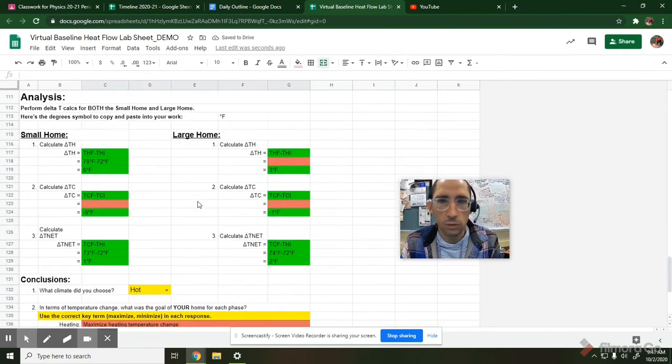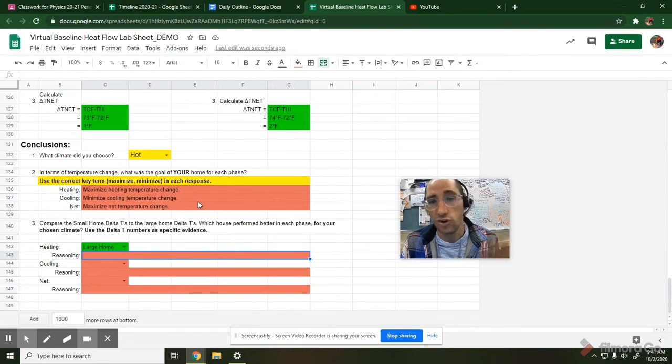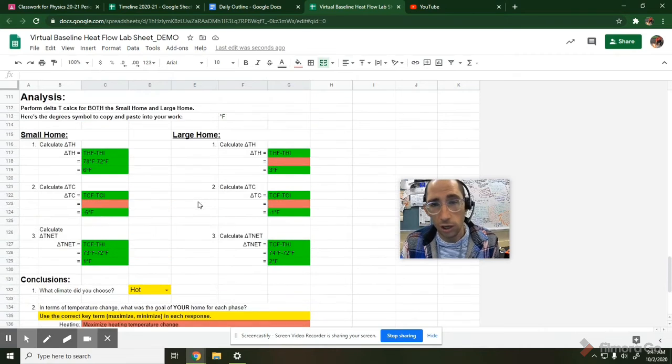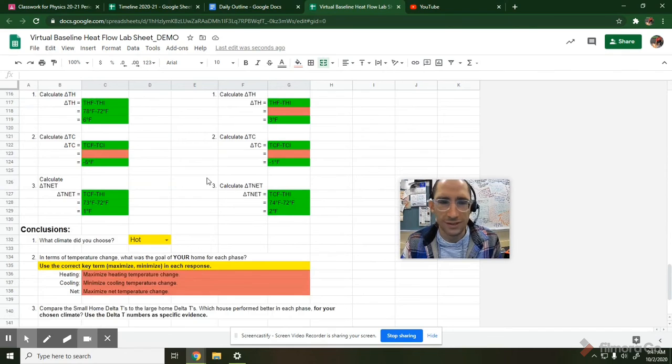How do we know? Well, we looked at the delta T's, the temperature changes. You can't just say, like, Mr. Phillips, the large home did better in heating, all right? Just leave me alone. I want to be in my room listening to punk rock because I'm a teenager. Anyway, no, it doesn't work. That's not good science. Evidence-based, data-based conclusions, people, because you compared the delta T's.